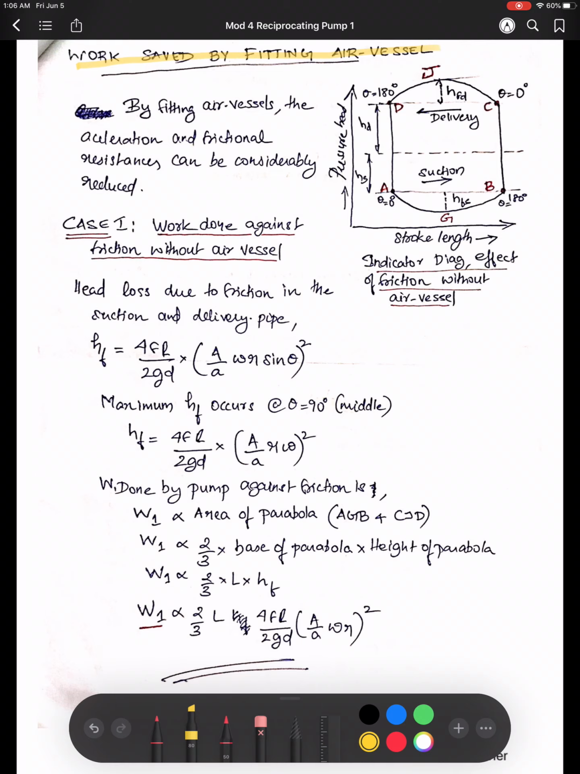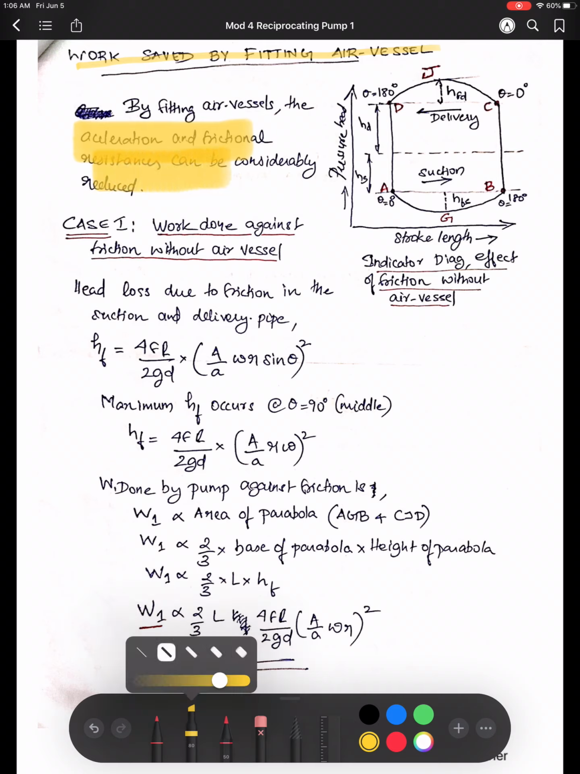Now listen carefully. By fitting the air vessel, the acceleration and frictional resistance can be considerably reduced. Now this graph is an indicator diagram with the effect of friction without air vessel. We are now considering the air vessel here, and we are also considering the effect of friction. That is why there are two parabolic curves in the top and bottom. Now the head loss due to friction in the suction and delivery pipe is given by this equation. We have already derived this in the previous class.